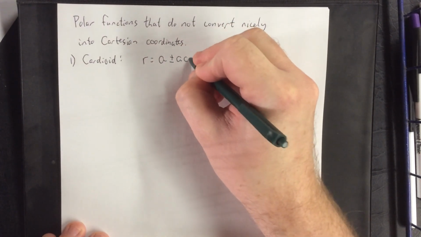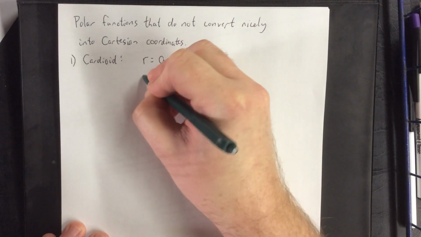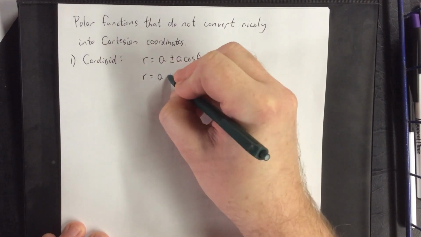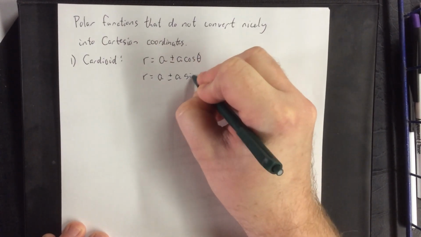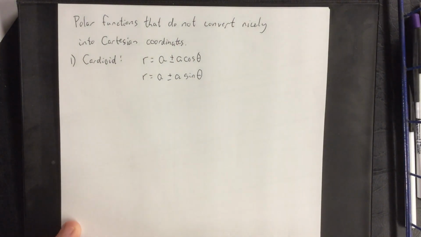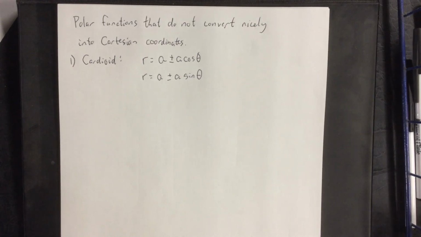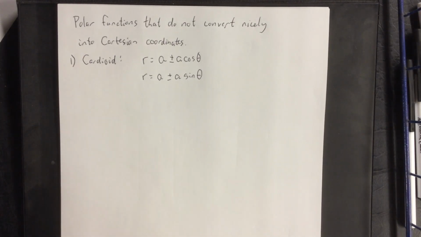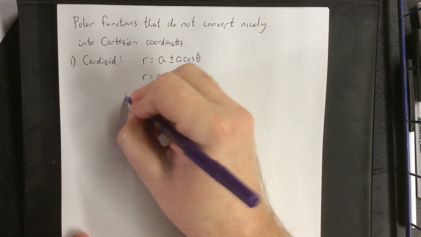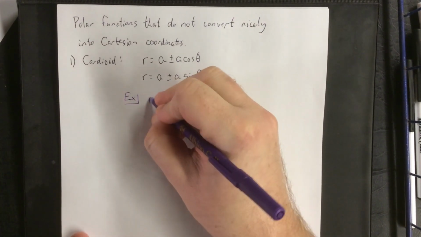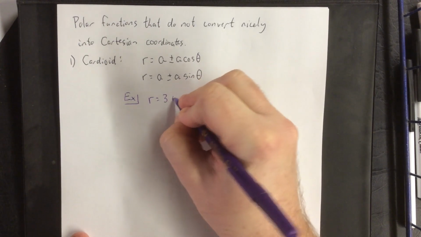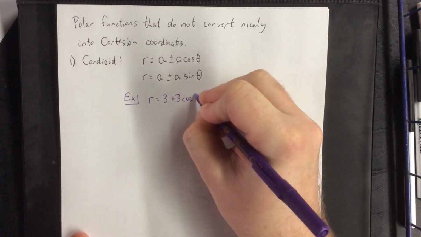based off of whether we're using a cosine or a sine. The positives versus negatives and the pluses versus minuses, all those things do is dictate where the extreme point can be found on each of these things, and therefore dictates the orientation. So an example of a cardioid would be something like r is equal to 3 plus 3 times the cosine of theta.